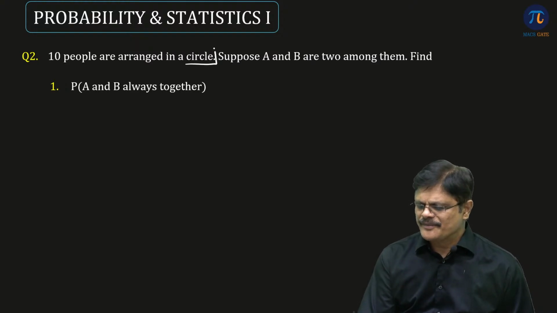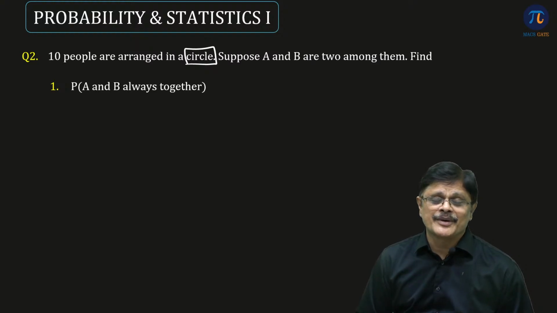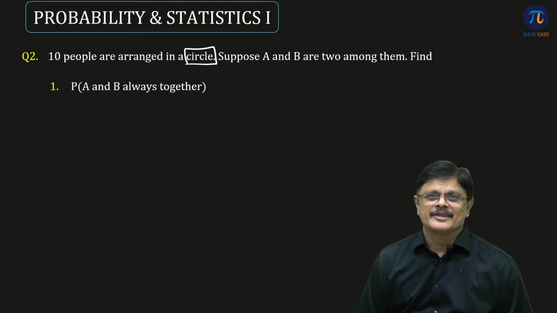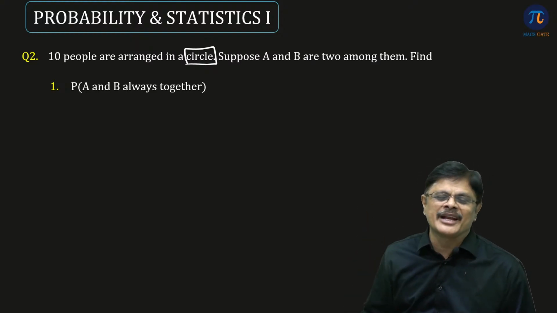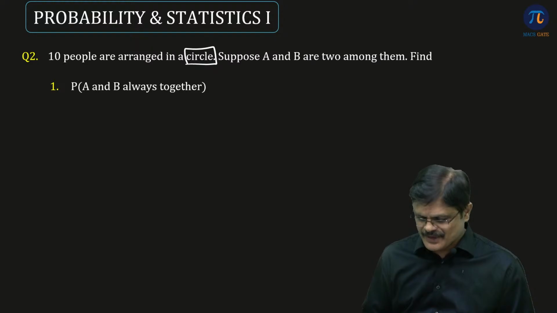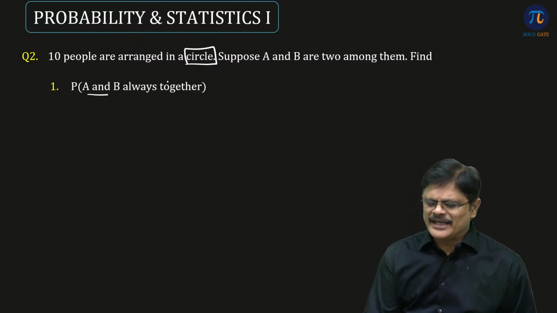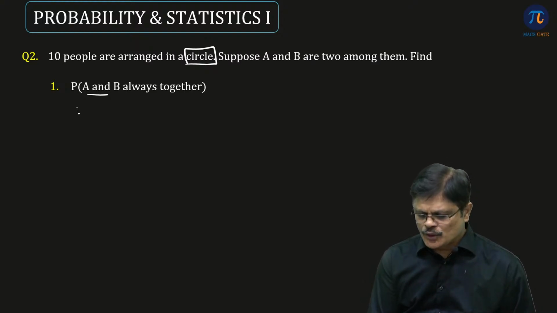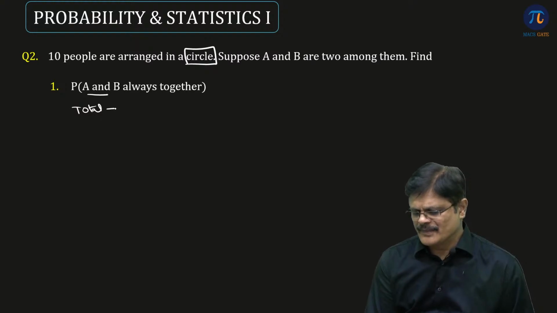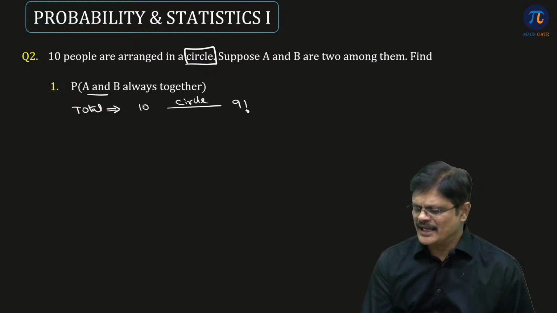Now the same story, circular arrangements. 10 people are arranged in a circle. For circular permutation, what do we need to remember? The number of ways of arranging n objects in a circle is n minus 1 factorial, because we fix one object and arrange the remaining objects linearly. So what is the probability that A and B are always together when 10 people are arranged in a circle? First let us find the total. 10 people in a circle can be arranged in 10 minus 1 factorial, that is 9 factorial ways.